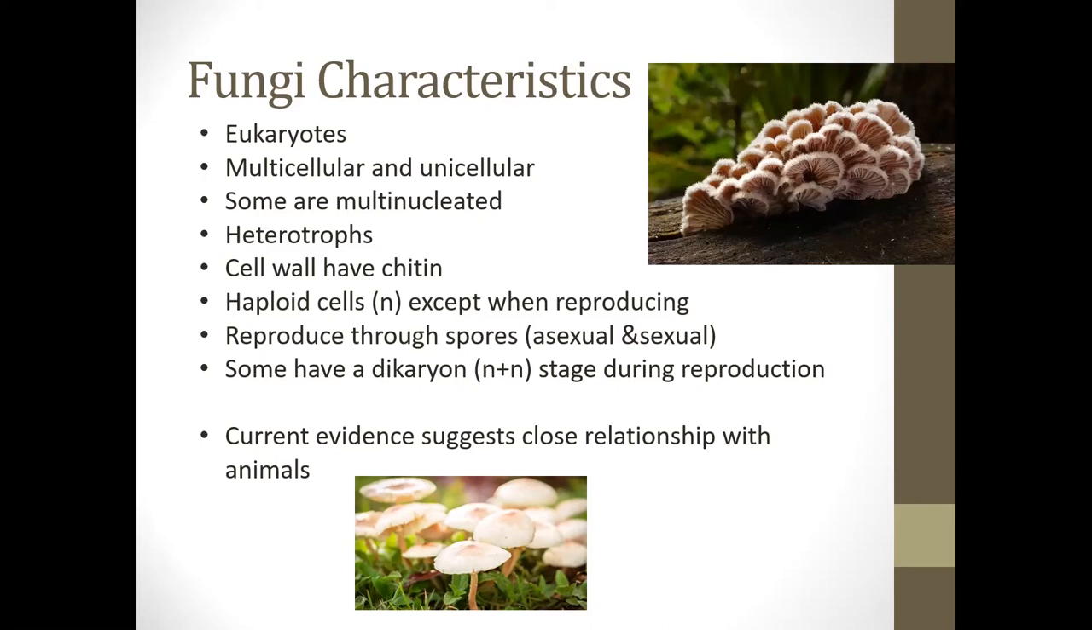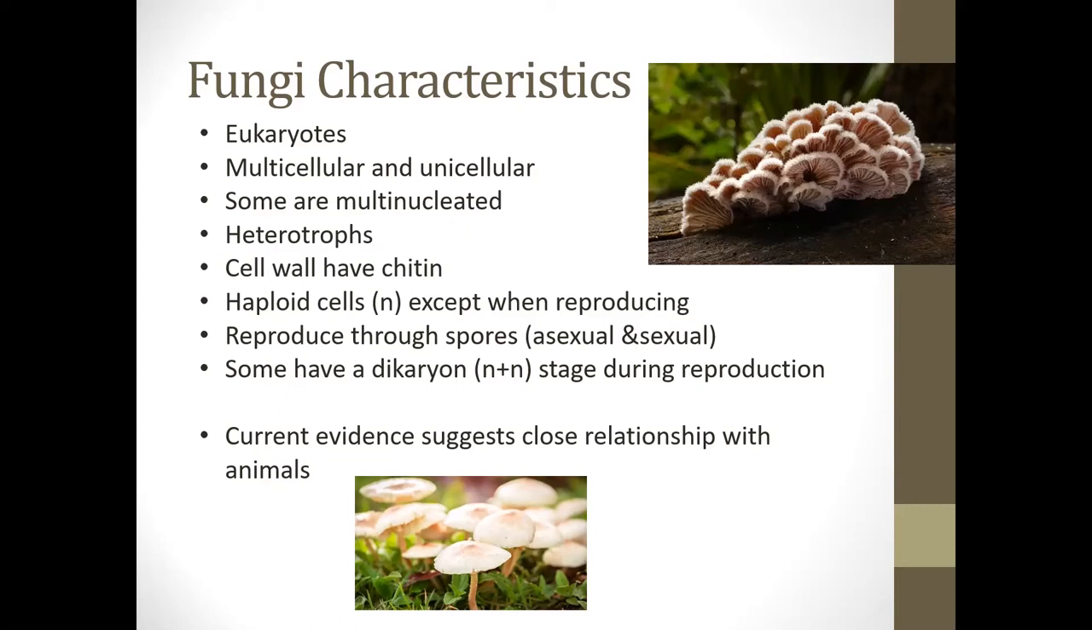Now, something very unique with fungi is that they have a haplontic life cycle. So you might have remembered that word from a previous lecture. And really all that means is that the majority of their life cycle is spent in a haploid stage. So most of the adult life cycle is going to be in a 1N ploidy. And the only time they're not going to be 1N is during sexual reproduction.